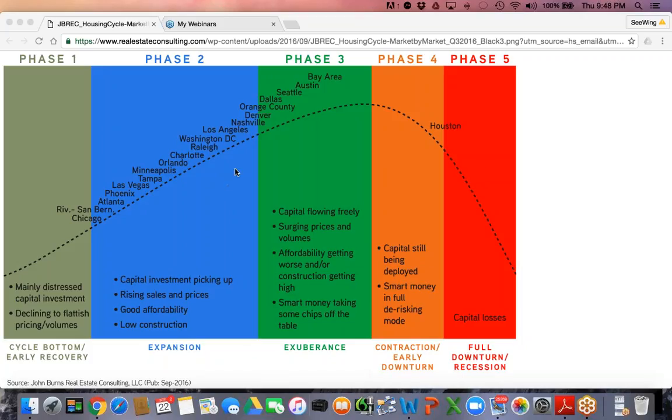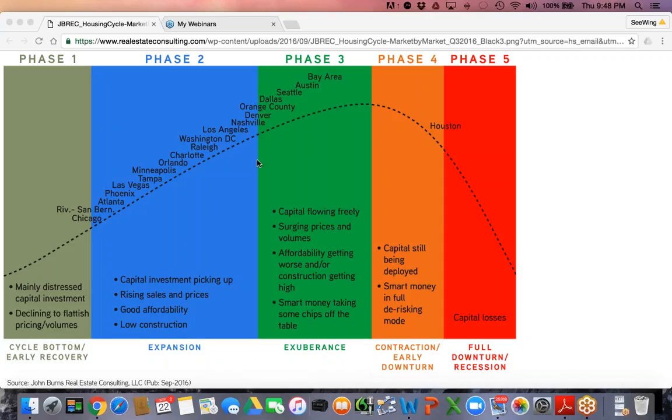So, if you have any questions, feel free to contact me. Excellent time. Phase two is a very good situation, right? Low construction, demand for homes exceeds supply, still very affordable for homeowners and investors. The prices are rising, I kid you not, in this phase two cycle expansion.